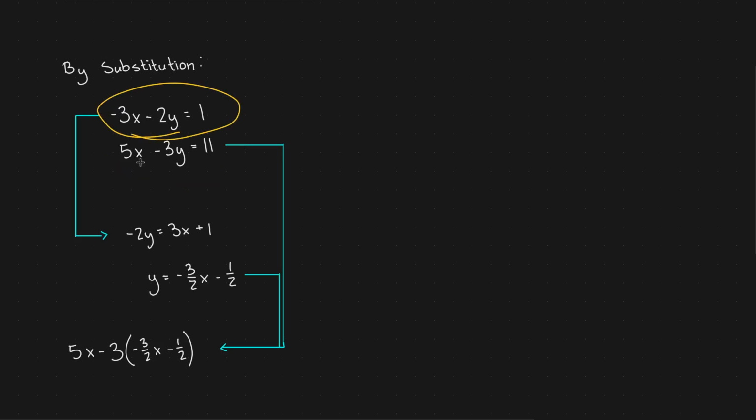So if something is true for the y in the first equation, it's also true for the y in the second equation because it is the same y. So if y is equal to -3/2 x minus 1/2, I know that from the first equation, it must also be equal to -3/2 x minus 1/2 in the second equation. And so I get 5x minus 3 times y equals 11.